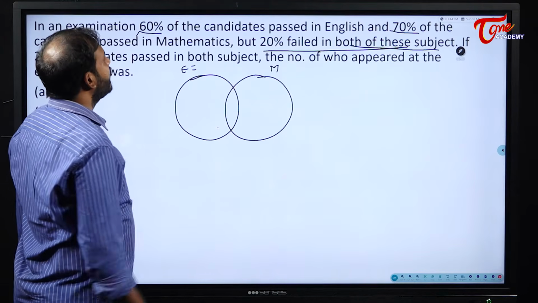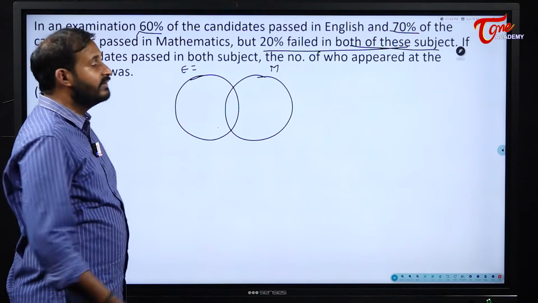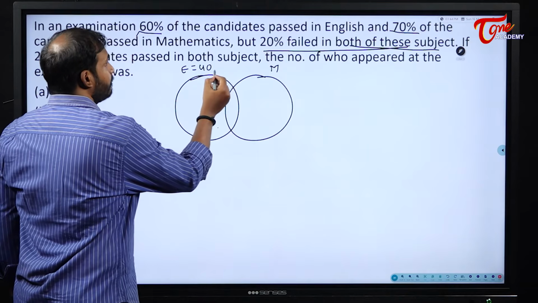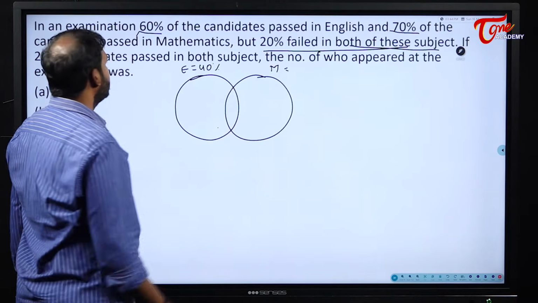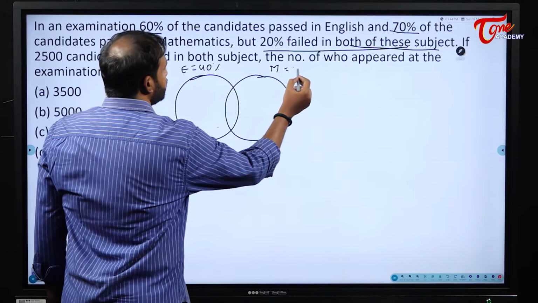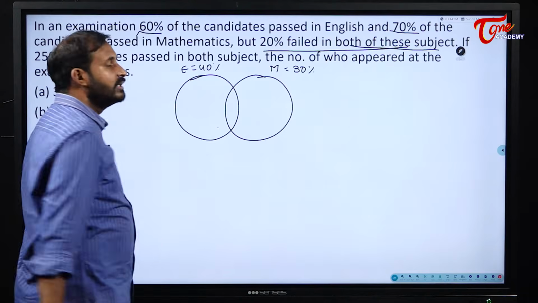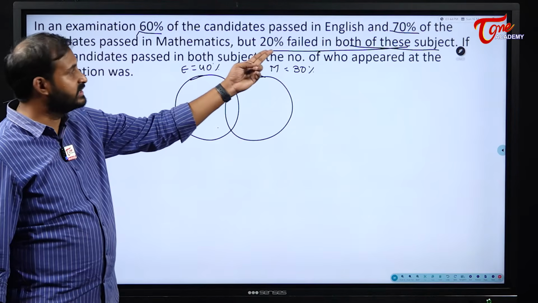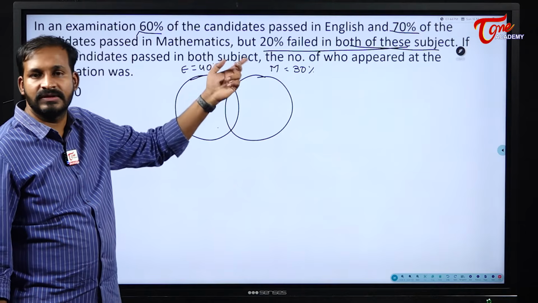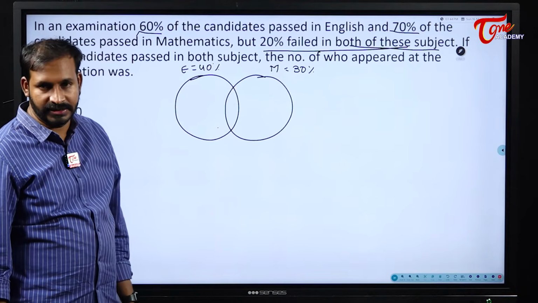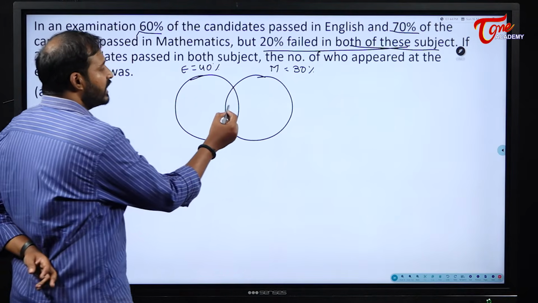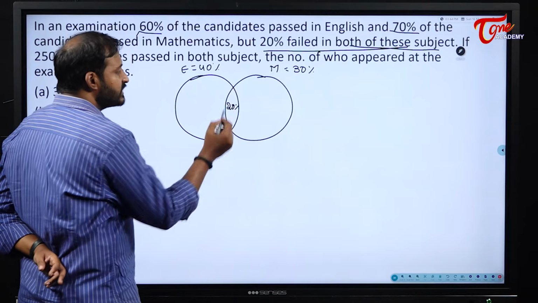If 60% passed in English, what about failed? 40%. If 70% passed in mathematics, what about failed? 30%. Please be careful. Here the first two data were passed and the last one is failed. If you want, you can convert this failed also into passed and you can solve it. Okay. So now they are telling that 20% failed in both the subjects, right?